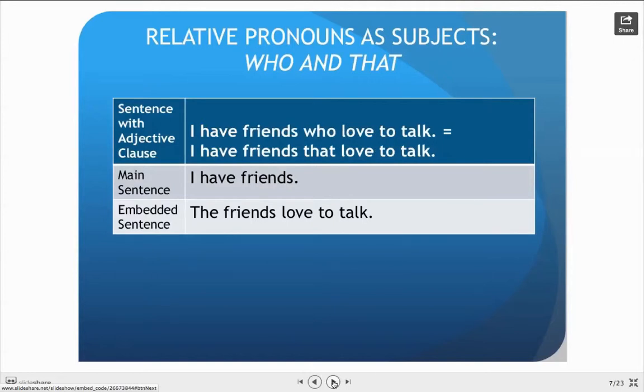Here it is in the plural. I have friends who love to talk. I have friends that love to talk. These are both correct. Main sentence, I have friends. Embedded sentence, the friends love to talk.